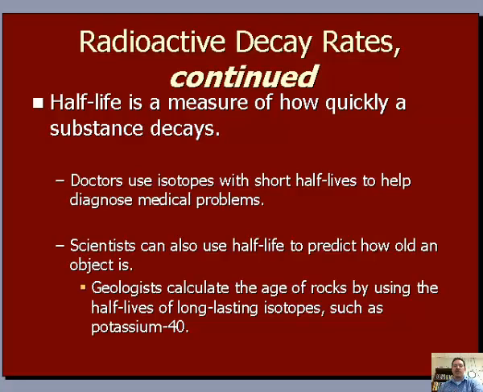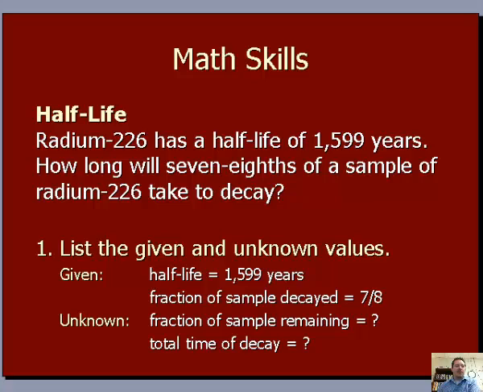Geologists calculate the age of rocks by using the half-life of long-lasting isotopes such as potassium-40. We can also use something called carbon-14 that is present in anything that was once living, up to a certain age. Past a certain age, the amount is so small that it's hard to really quantify or get a value for. And I think I mentioned carbon-14 here in a little bit.